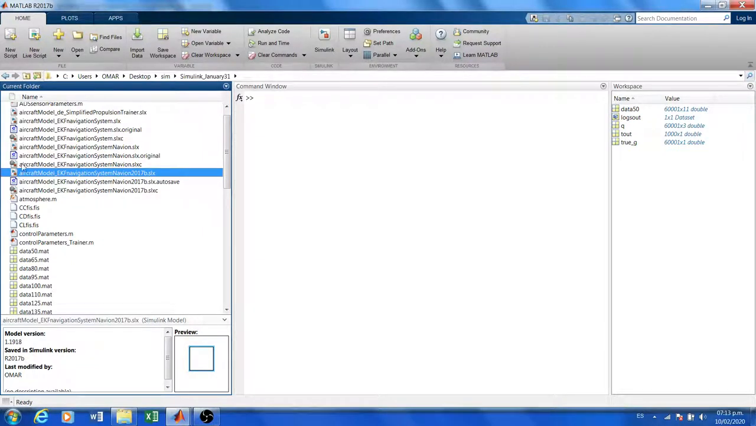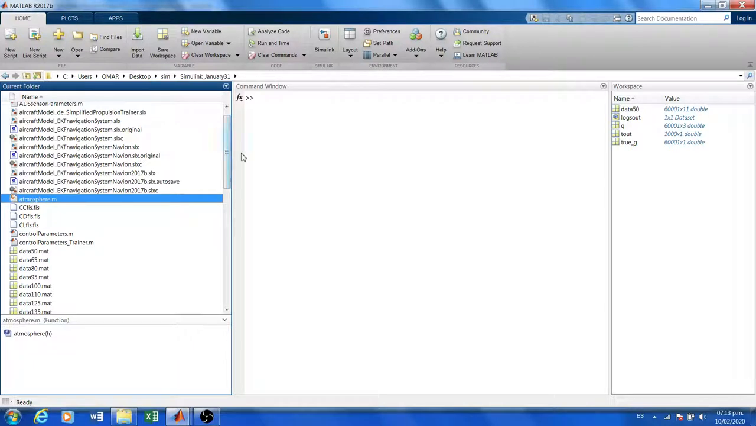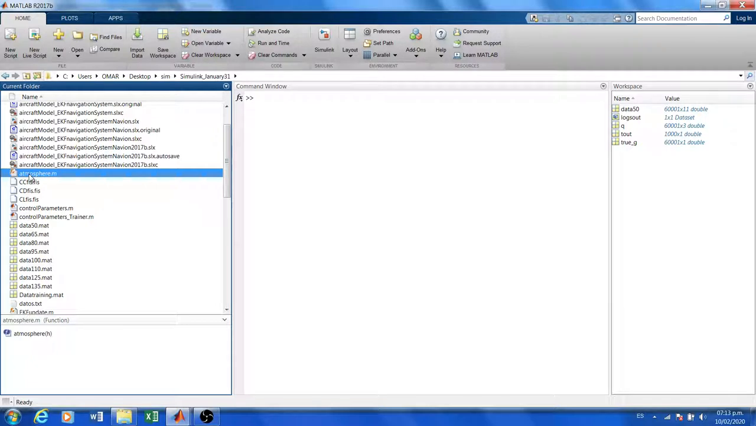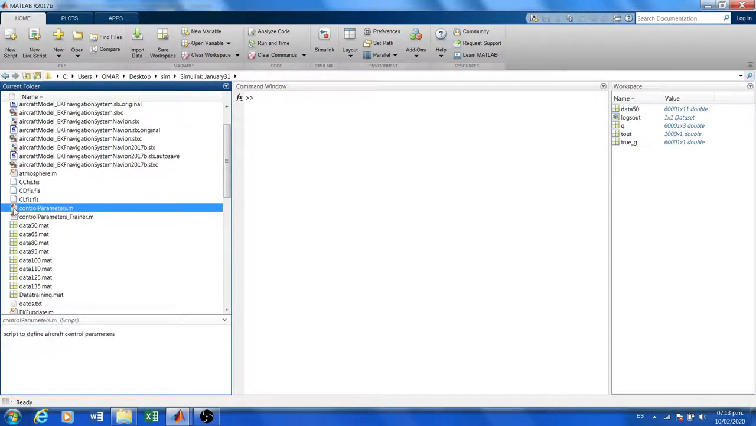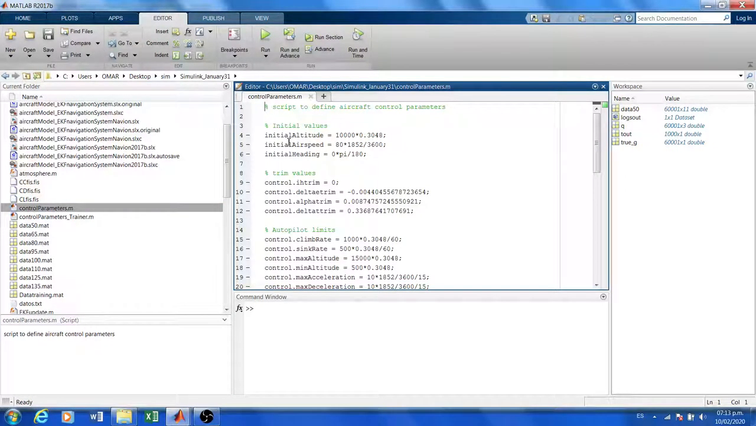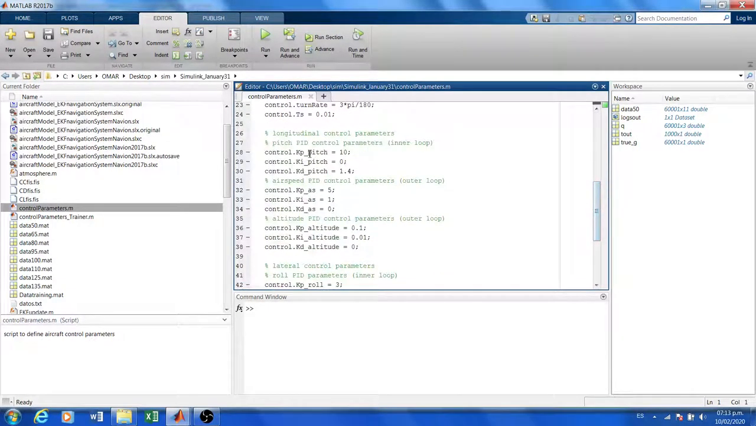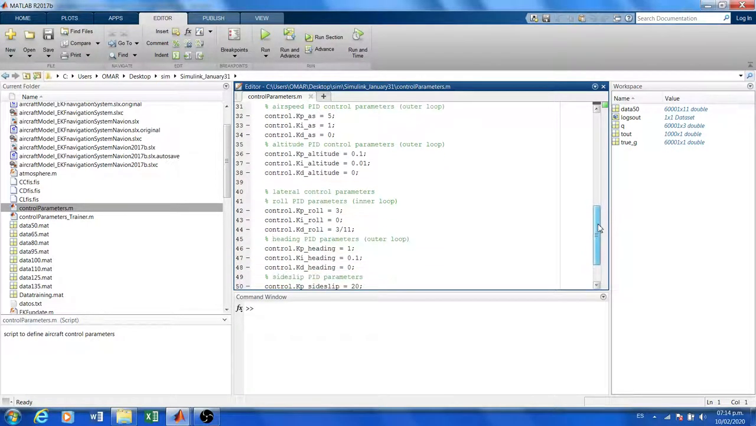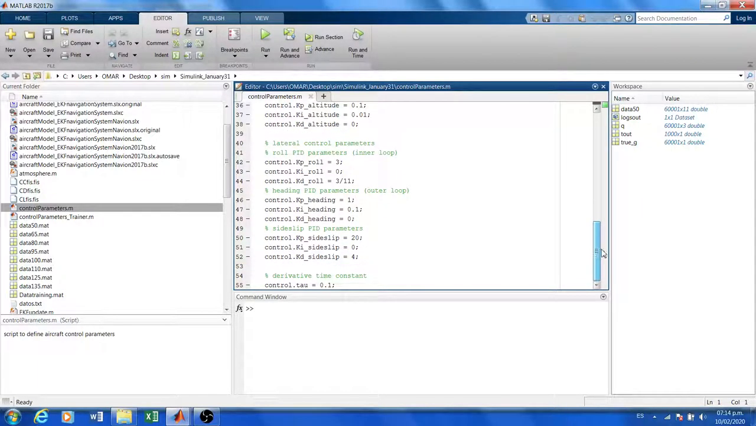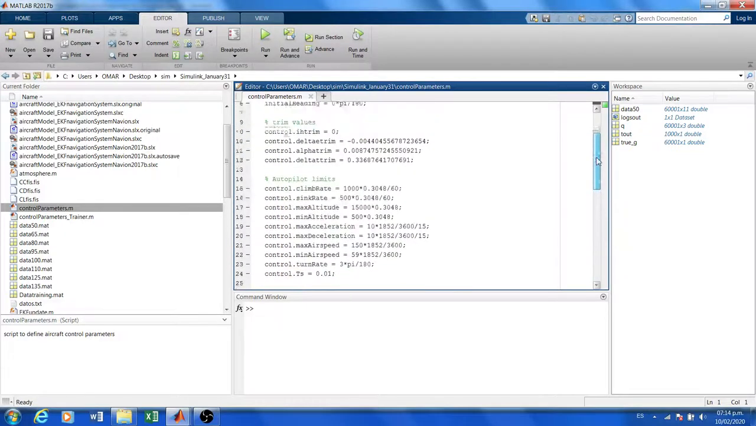Okay. Here there are several functions. This function, for example, is the atmosphere model. Sometimes we use this atmosphere because it's better than the Simulink block. This file holds the control parameters, the one that generates the trajectory. Let's open the script. Here are initial values like altitude, airspeed, heading, trim values, autopilot limits, maximum altitude, climb rate, sink rate, turn rate, all the limitations of the aircraft. Then these are the gains of the controllers: the pitch controller gains, the airspeed controller gains, the altitude controller gains, the lateral control gains, heading and side slip gains.